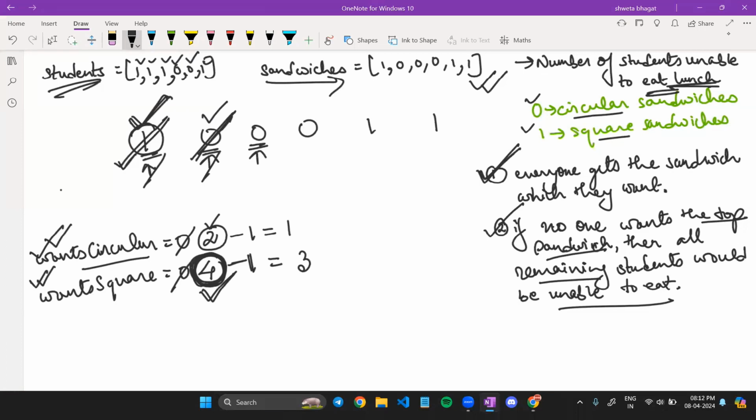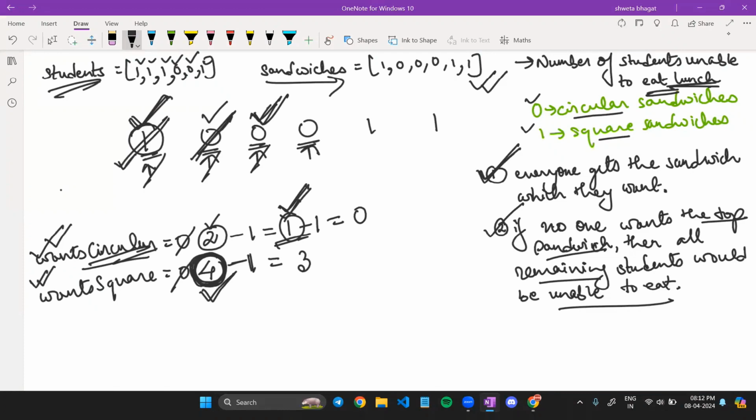We'll check: does any child want a circular sandwich? We can see that the count of want circular is not 0. Correct? And since this is not 0, what does it imply? It implies that there exists a child who wants a circular sandwich. Since this child wants a circular sandwich, we'll give him the circular sandwich. So we'll subtract 1 from here because this child got his order, and we'll get a 0. And since this sandwich was assigned to a child, we'll move forward.